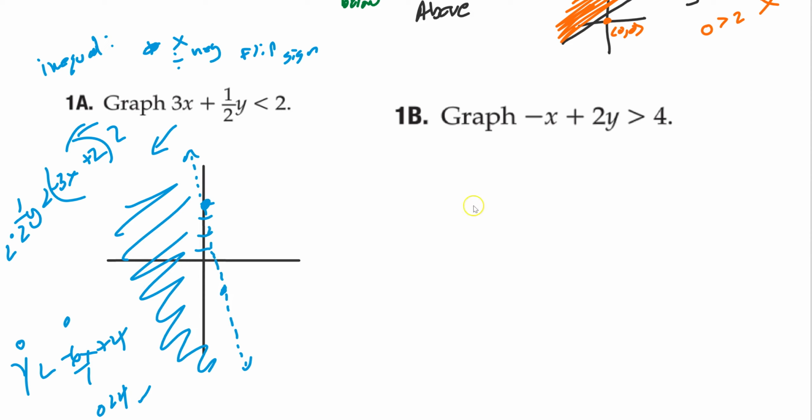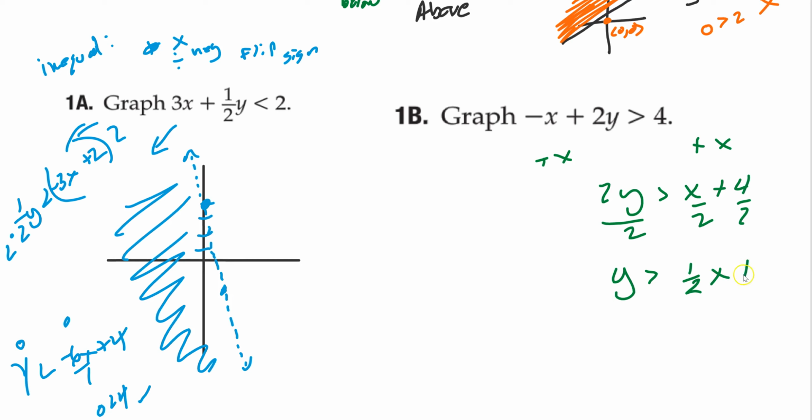Next one. Again, let's solve for y first, so add x. 2y is greater than x plus 4. Divided by 2, we're going to divide everything by 2. So y is greater than 1/2 x plus 2. I want to graph this thing. Plus 2.